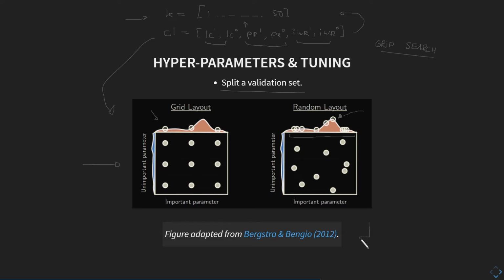There's an associated paper that you can read if you find this interesting, which is Bergstra and Bengio right here. They show that this random search is faster and it generally yields better models. So usually random search is preferred.